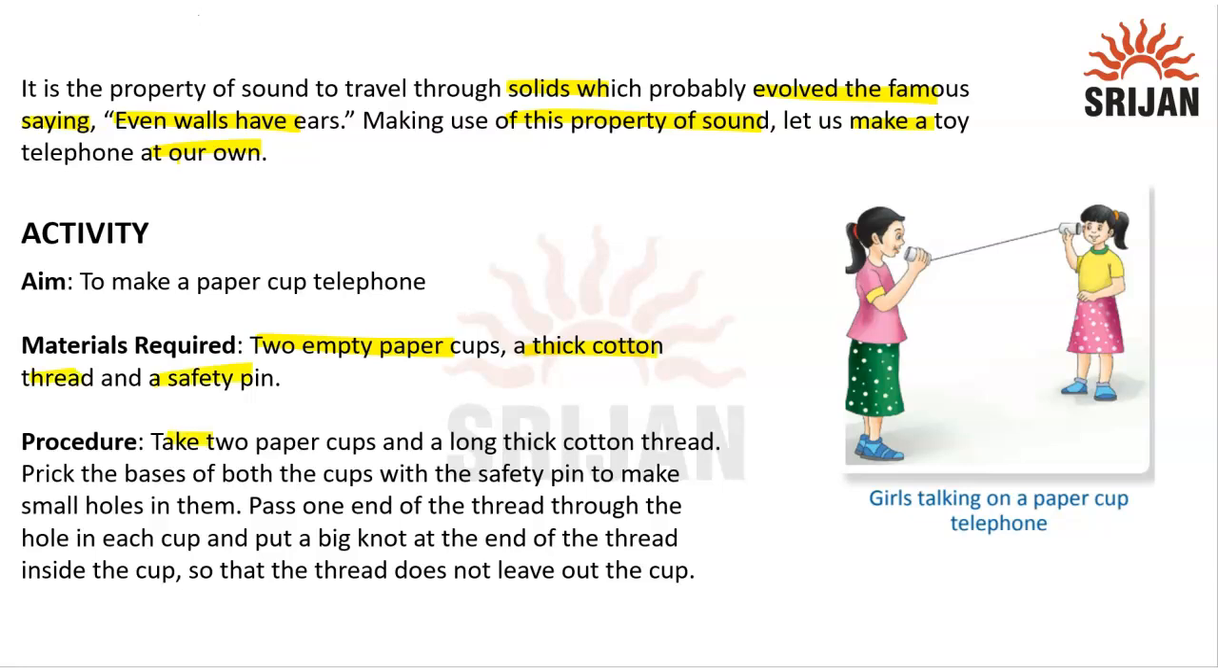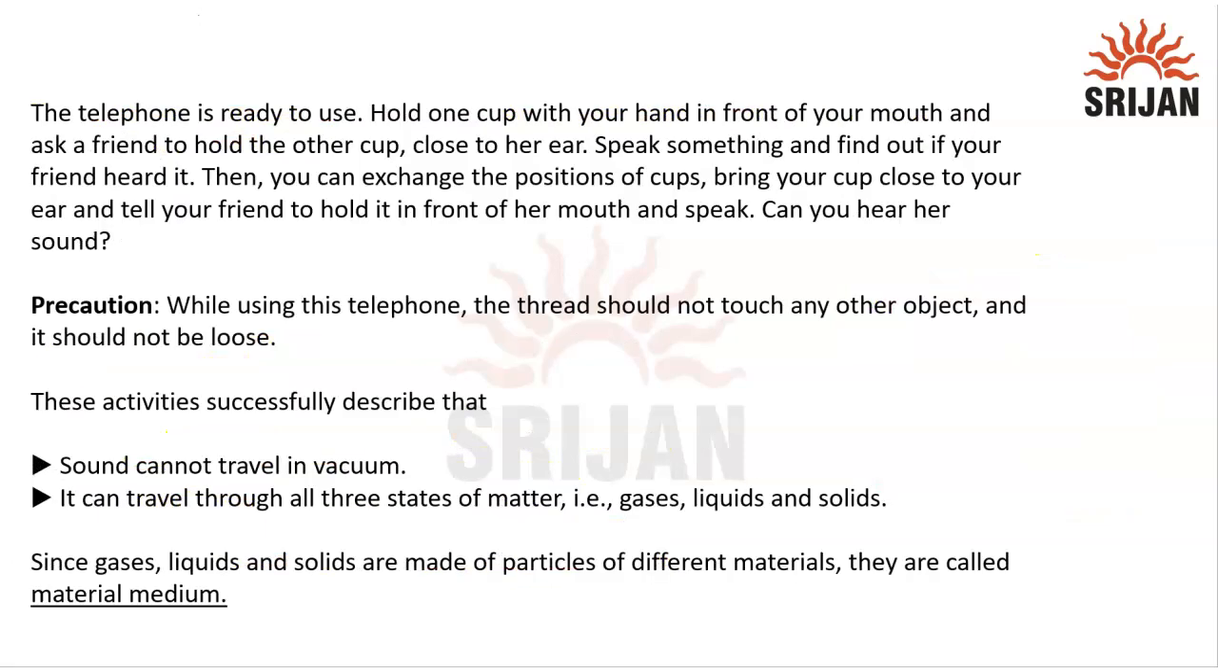Take two paper cups and a long thick cotton thread. Prick the bases of both the cups with the safety pin to make small holes in them. Then pass one end of the thread through the hole in each cup and put a big knot at the end of the thread inside the cup so that the thread doesn't leave the cup. So you have to attach both the cups with the help of this thread. Now your telephone is ready to use.